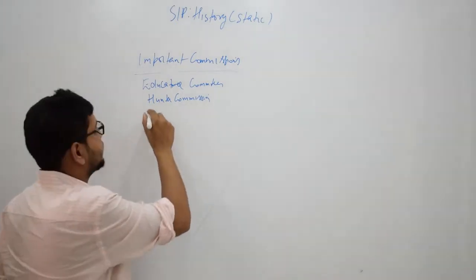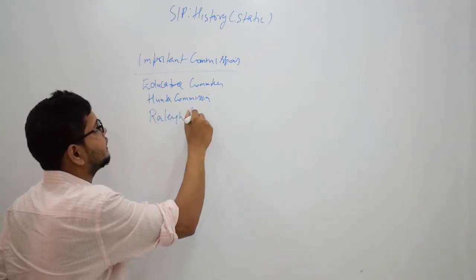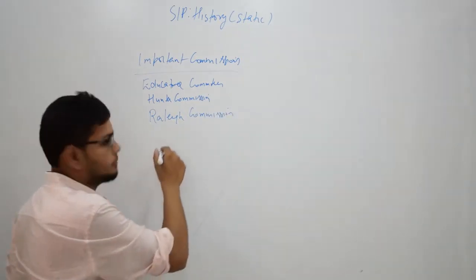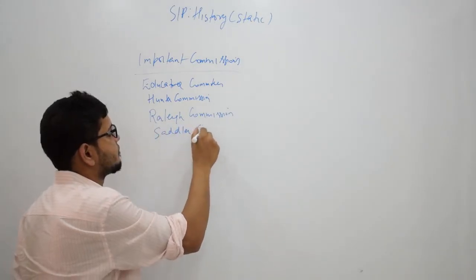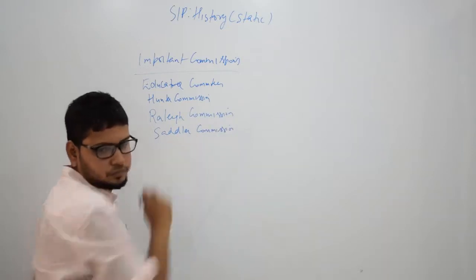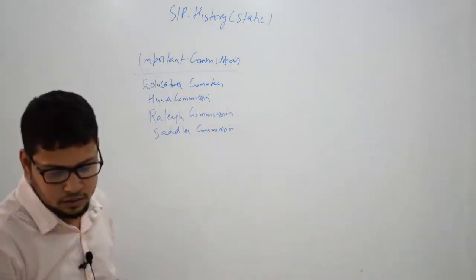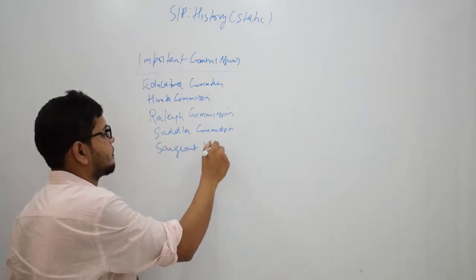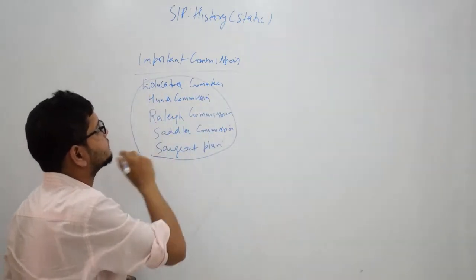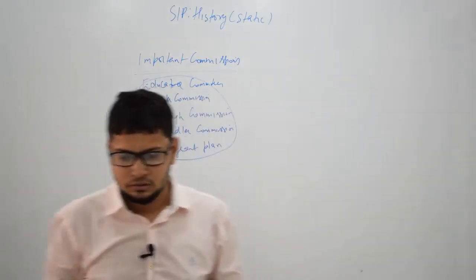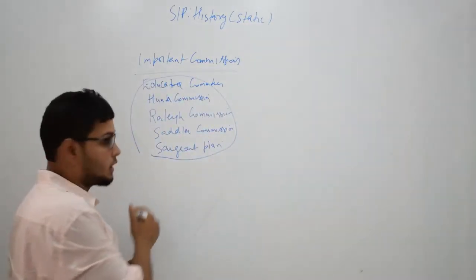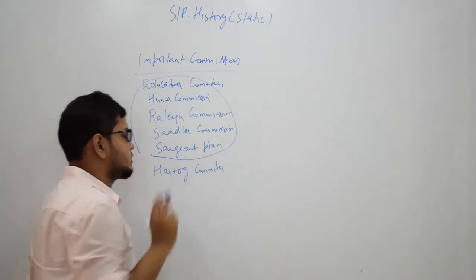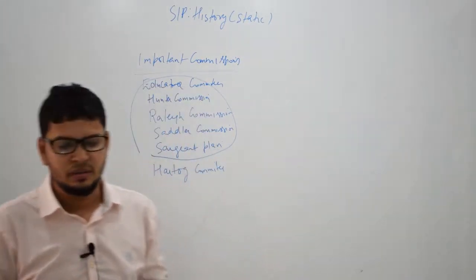Next is Raleigh Commission. These all deal with education. Next is Sadler Commission. After that, it's Sargent Plan. These are the main commissions which were related to education, and one last is Hartog Committee. Yeah, Hartog Committee was also there. These were the 5 main commissions which were related to education.